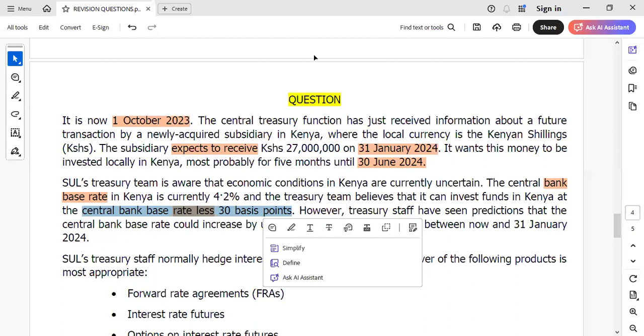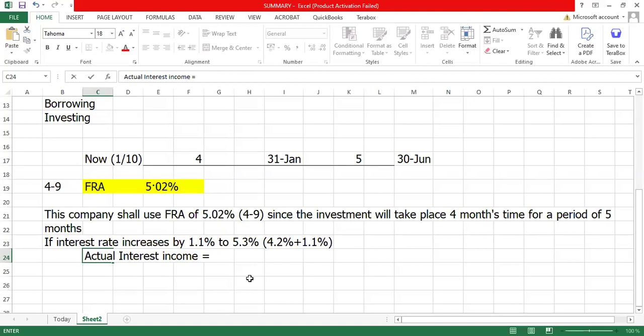That is 5.3, the one we have up, because now the central bank rate has increased to 5.3. Then you remove that basis point. Remember, we said that to convert basis points into percentage, you get 30 divided by 100. You get 0.3%. So this is the actual return on investment.